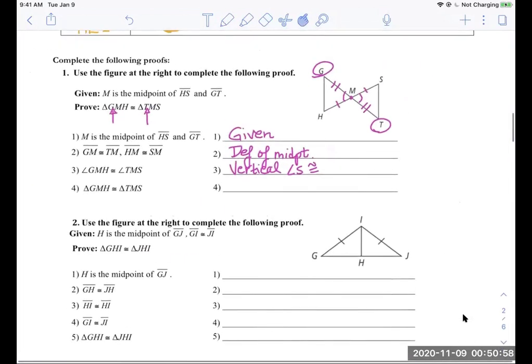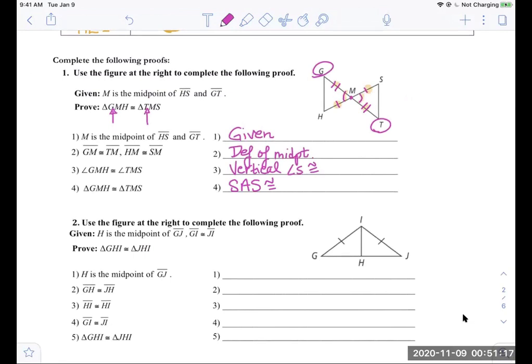Yeah, we have enough to say the triangles are congruent, right? That is side, angle, side. Two pairs of sides and the included angles makes the triangles congruent.